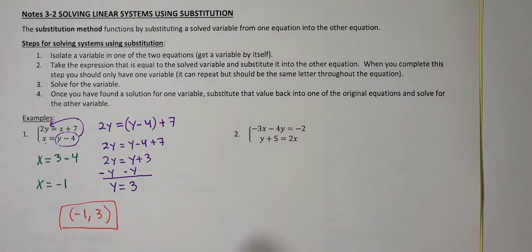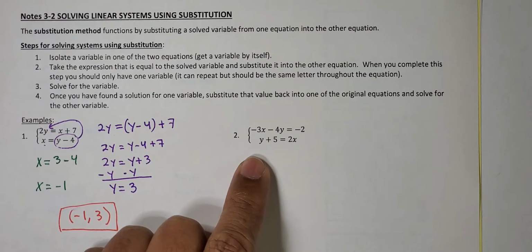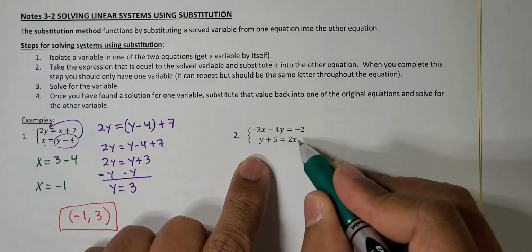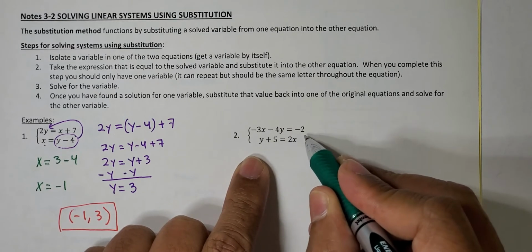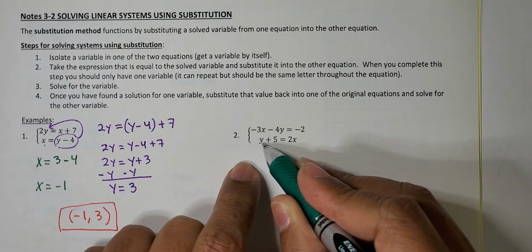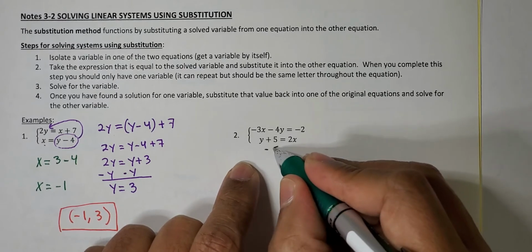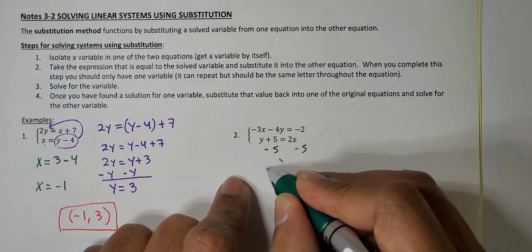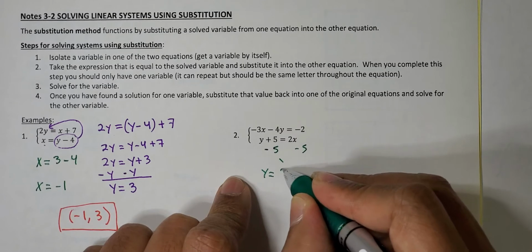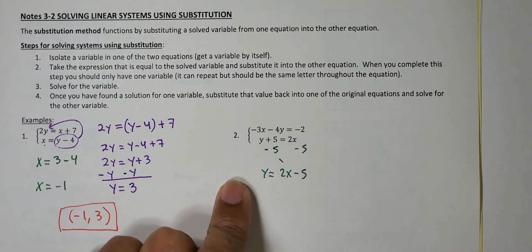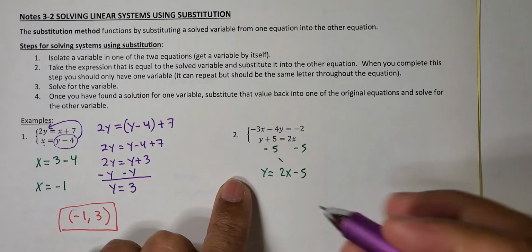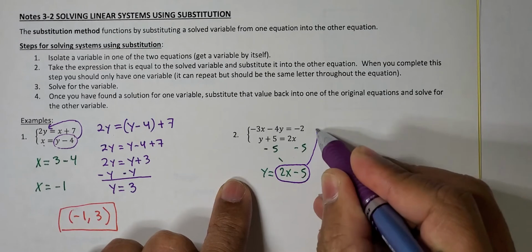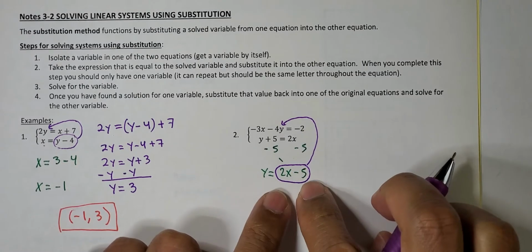So we're going to do the same thing on this one here. But notice that in this case, we don't have any variable isolated on either one of them. And always try to choose the easiest one to work with. So this only has y, so I'm going to subtract this 5 from this side. So I'm going to work with this one. So then y equals 2x minus 5. So now wherever I see a y in the first equation, I'm going to replace that y with 2x minus 5.